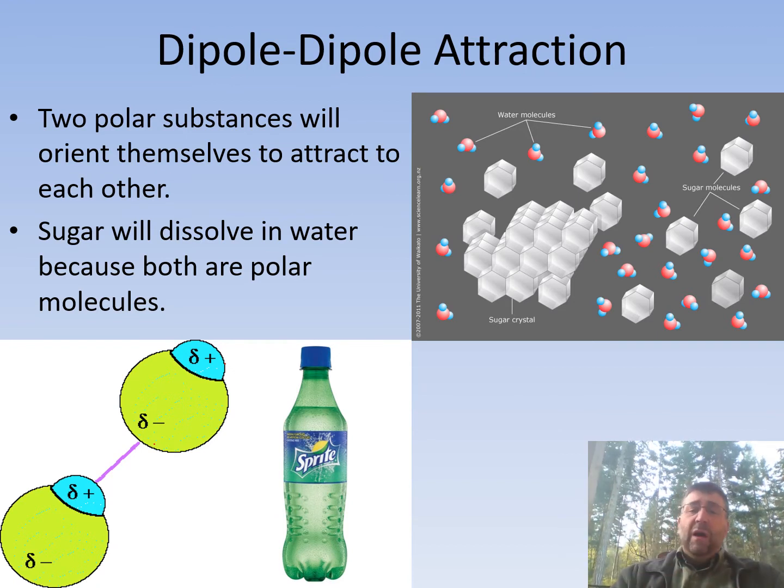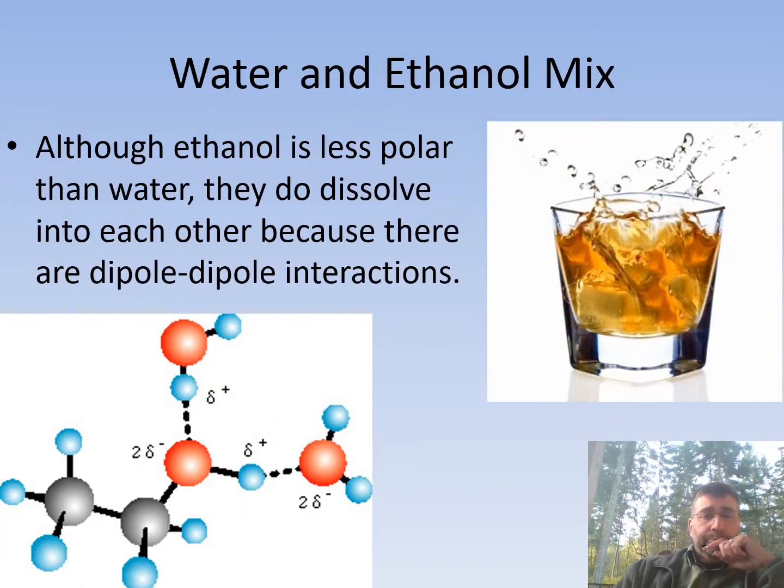It's incredible how much sugar can dissolve into water. In fact, you can dissolve more sugar into water than you have water. Pretty crazy. 120 grams of sugar can dissolve into 100 grams of water. Any polar substance should be able to dissolve in any other polar substance.